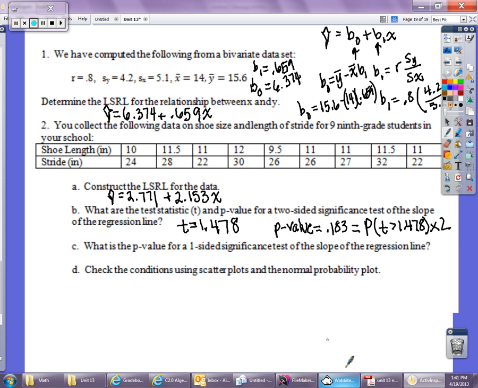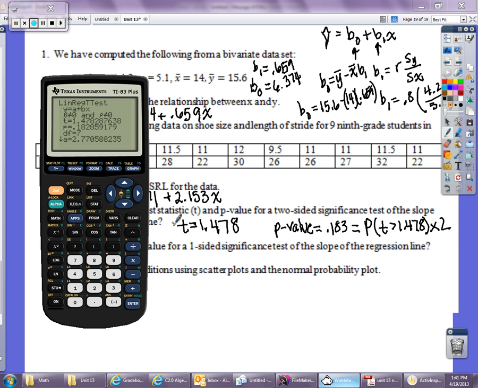If you want the p-value for a one-sided, you have to decide which side you want. And if you wanted to do the greater than, because you have a positive test statistic, then you would just go here and you would change your LinReg t-test to a greater than, where the p is right here. So you would hit greater than, and it's really just going to be half of the p-value that you got up here, which is 0.091.